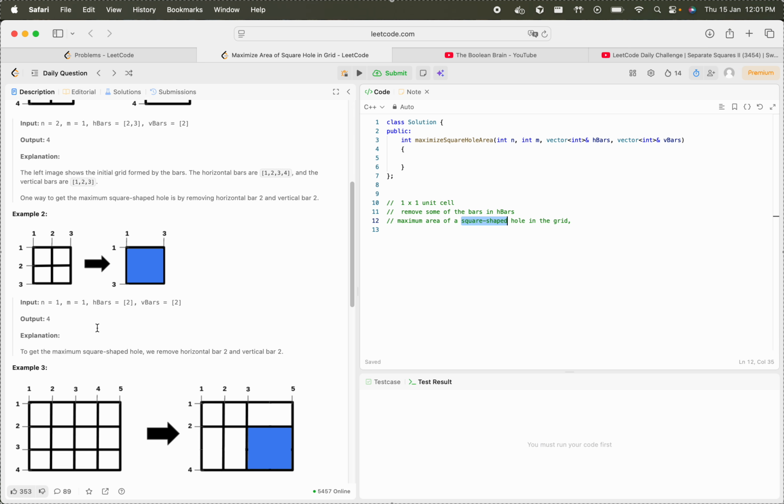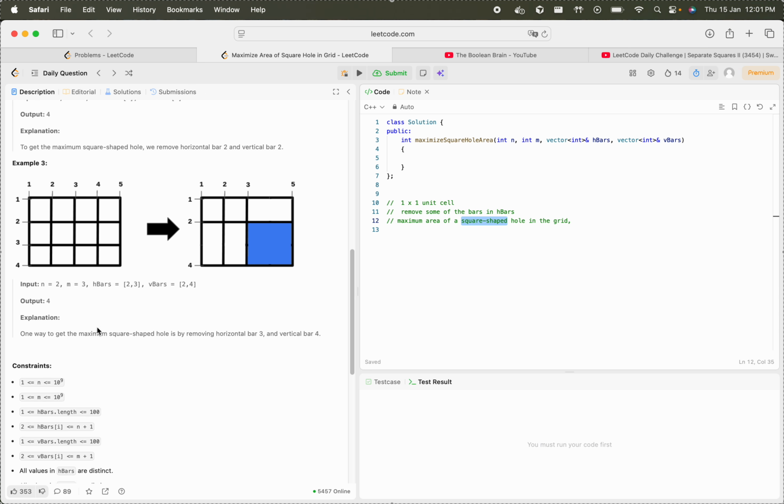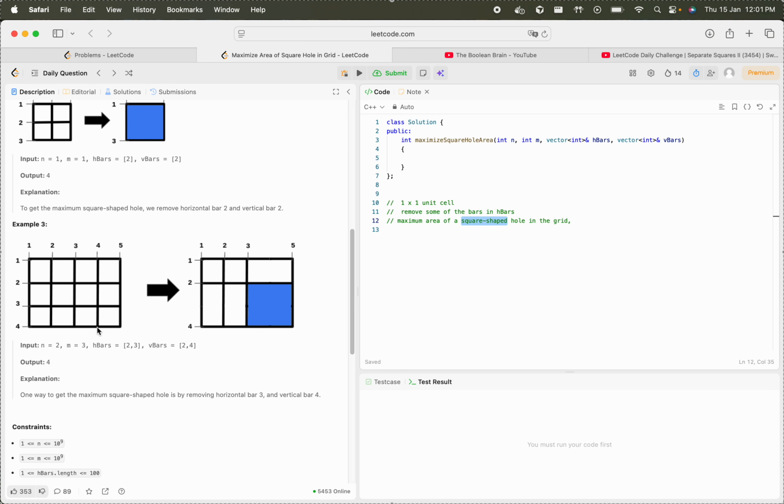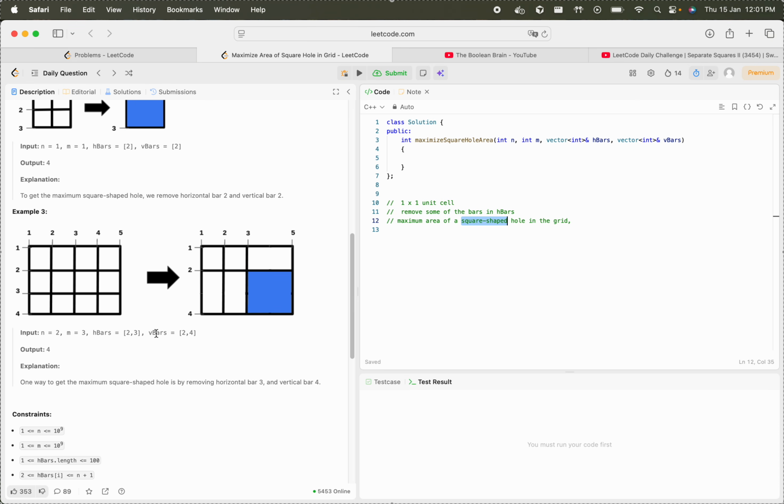Because let's say in this example, if you carefully observe, the vertical bars are 2 and 4. The third one is constant, fixed. So at max, we can either consider this area between 3 to 5 or between 1 to 3. Since this is a constraint, I need to consider what is available to the left or right.